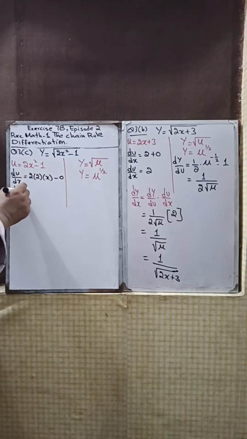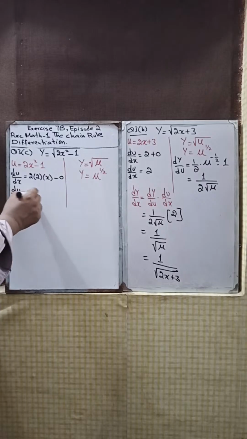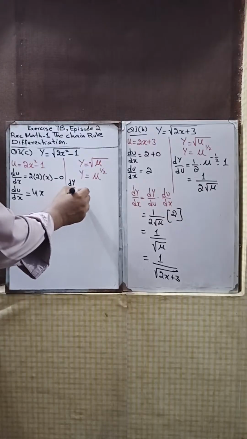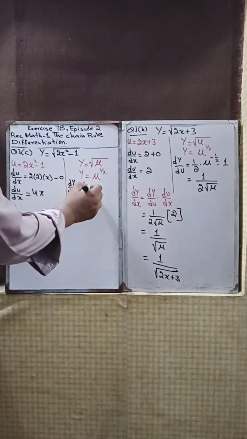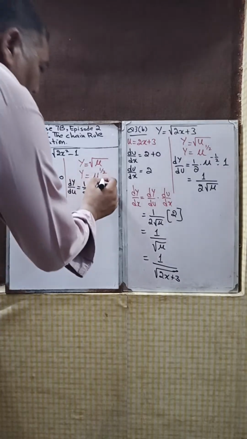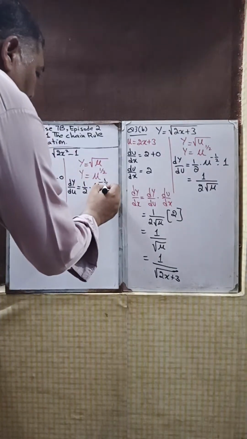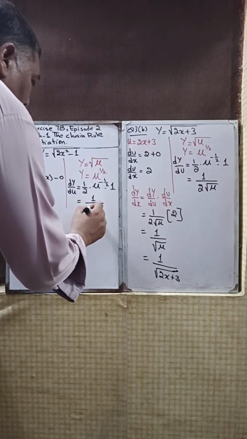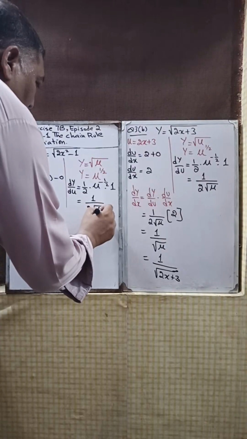So du by dx will be equal to 4x, and dy by du, sorry, that will be equal to 1 by 2 will come on the side, and the power is 1 by 2, because we have to decrease the power by 1. So 1 by 2 minus 1, the answer will be minus 1 by 2. You can use your calculator to do this subtraction. So this will become 1 by 2, and the derivative of u is 1. So this will become 1 divided by 2 under root u.